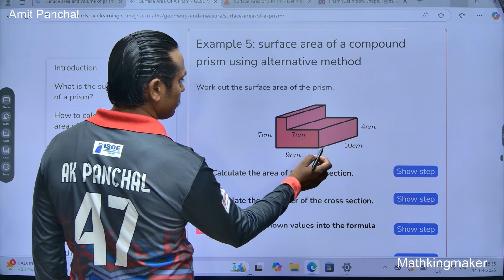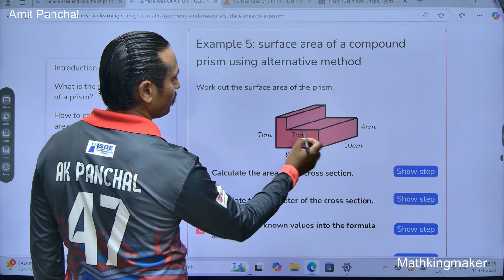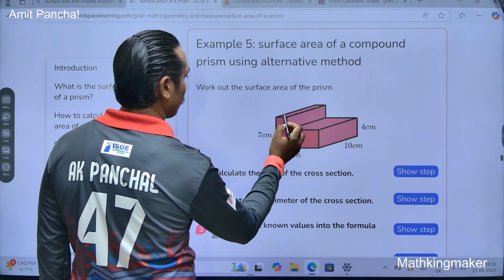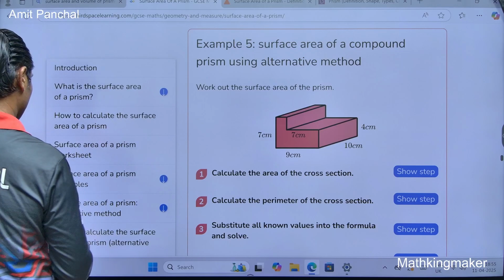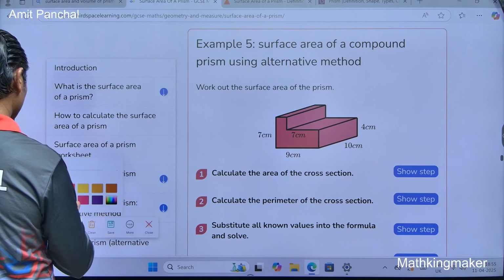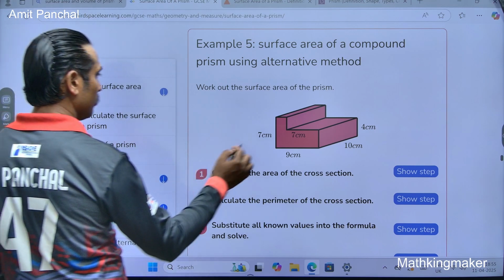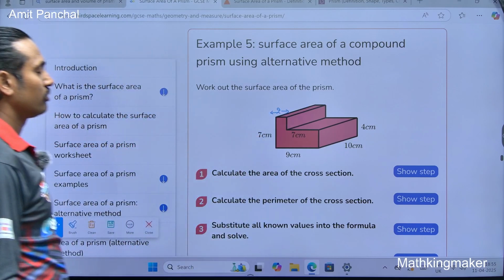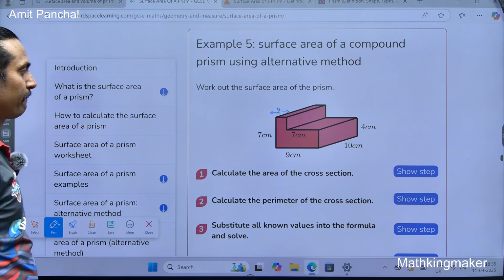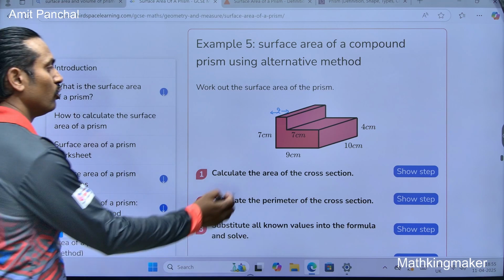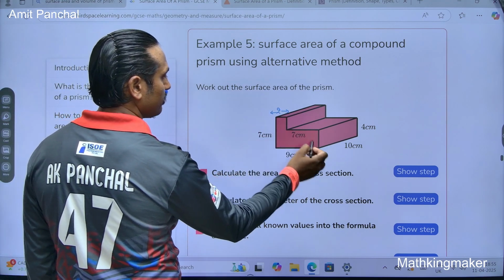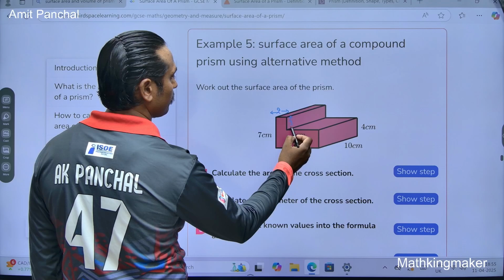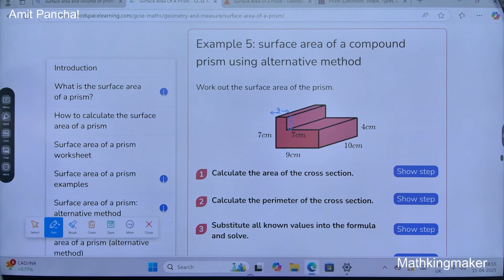This whole distance is 9. From here to here it is 7. So this will be what? So 2 centimeter. This whole is 7 centimeter. This is given as 4 centimeters. So how much should it be? It should be 3.